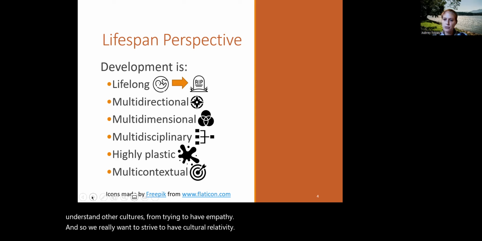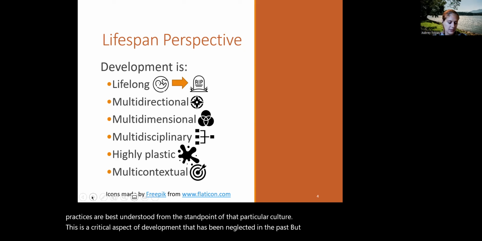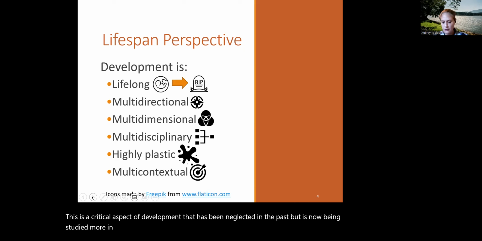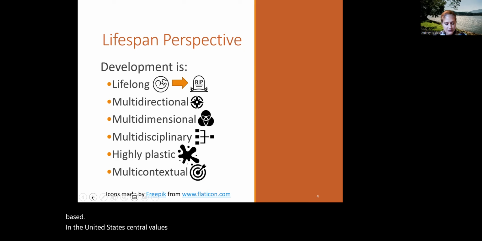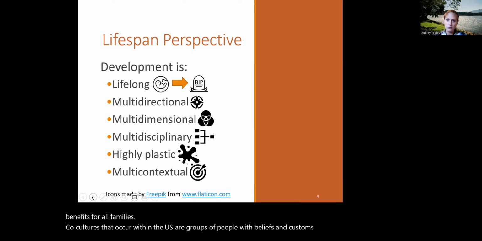Cultural relativity is an appreciation for cultural differences and the understanding that cultural practices are best understood from the standpoint of that particular culture. This is a critical aspect of development that has been neglected in the past, but is now being studied more in depth to better understand which features of development are more culturally based. In the United States, central values include things like independence, self-reliance, and the privacy of family life. And that makes the public reluctant to endorse government-supported benefits for all families. Co-cultures that occur within the US are groups of people with beliefs and customs that differ from those of the larger culture.